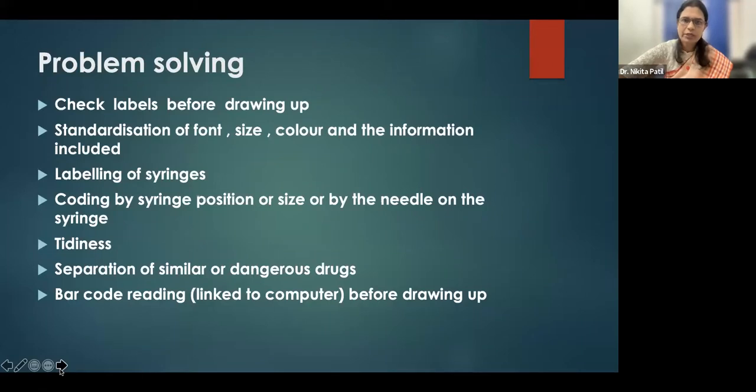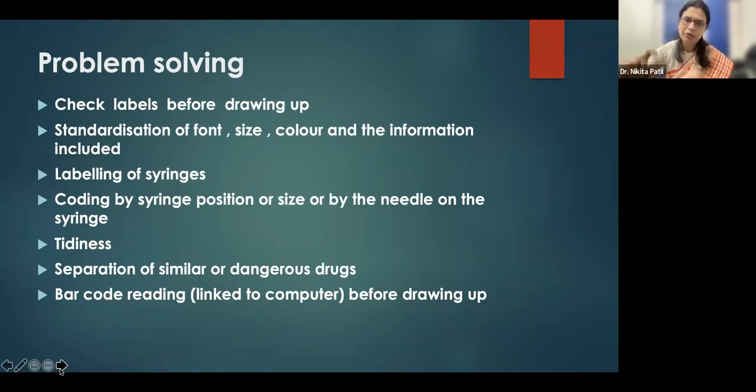So check labels before drawing up. We are doing this, but to be more vigilant, we can use a lens, as I said. The font sizes become very small, and there are similar sounding and similar looking drugs. So, standardization of font, size, color, and the information included. Labeling of syringes. We can code definitely by the syringe position.